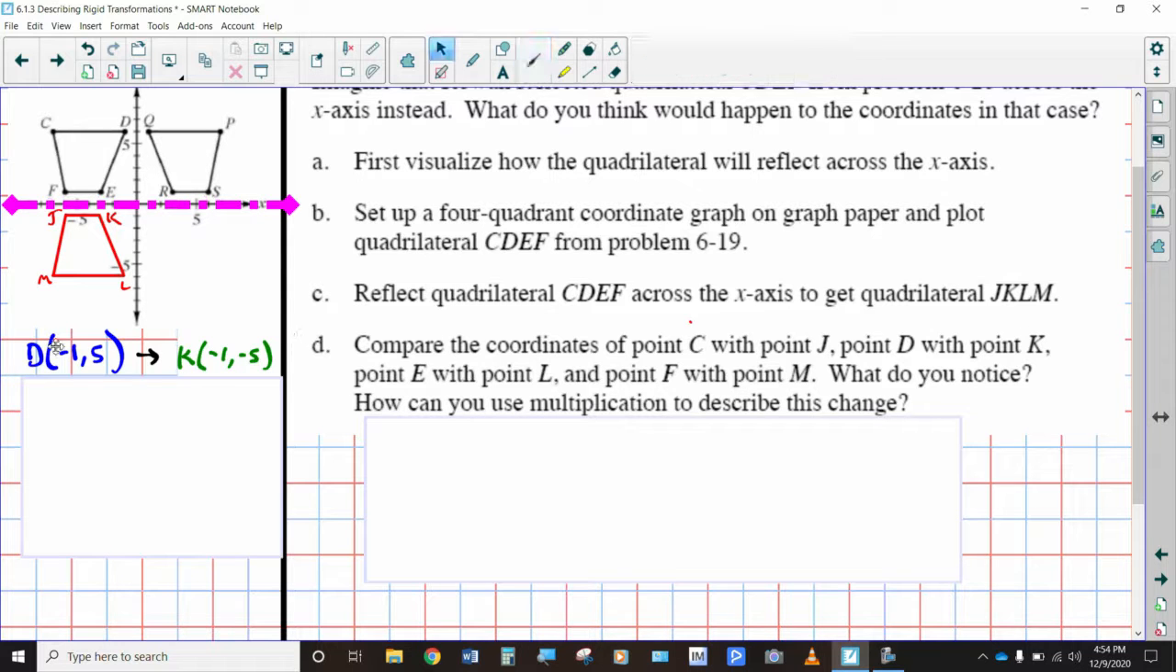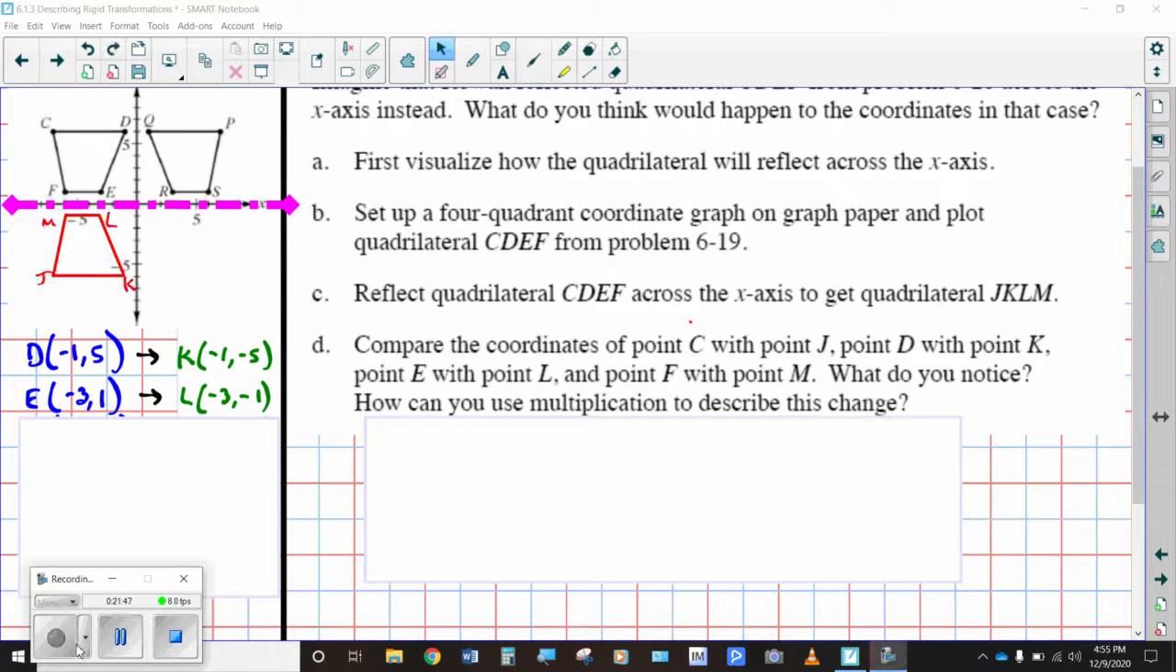So what are we noticing here about these points? Well, point D is at -1, 5, and point K is at -1, -5. Point E is at -3, 1, and point... what have I done? Hold on for a second. All right, it's always good to label things correctly. So C corresponds to J, right? Because these are the farthest to the left, and farthest away from the line of reflection. M and F correspond to each other. D and K correspond to each other, and E and L correspond to each other.